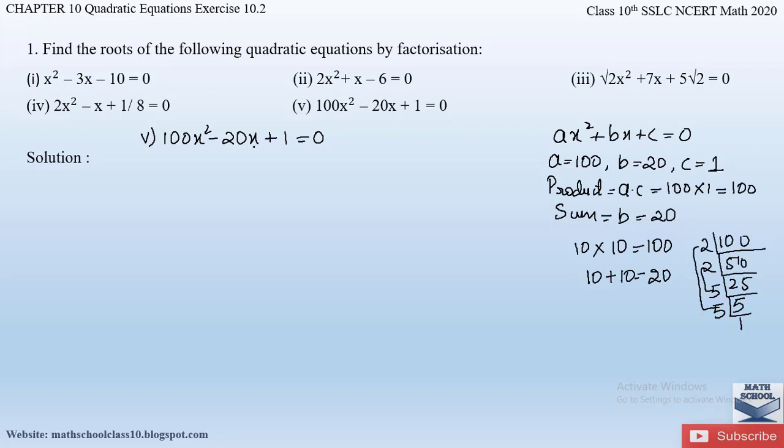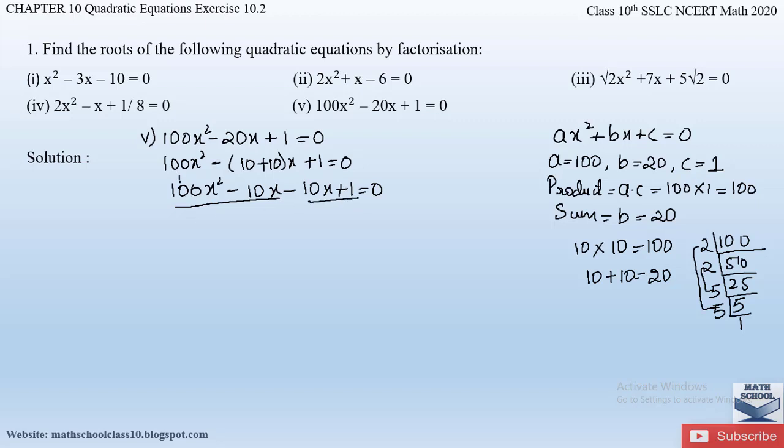Now here we have split the middle term 20, that is 10 plus 10. So let us substitute: 100x square minus 10x minus 10x plus 1 is equal to 0. Now let us open the brackets. We will get 100x square minus 10 into x, then minus into plus will be minus 10x plus 1 is equal to 0.